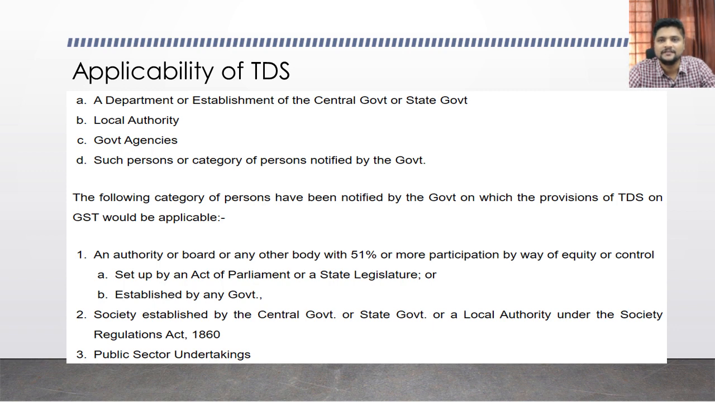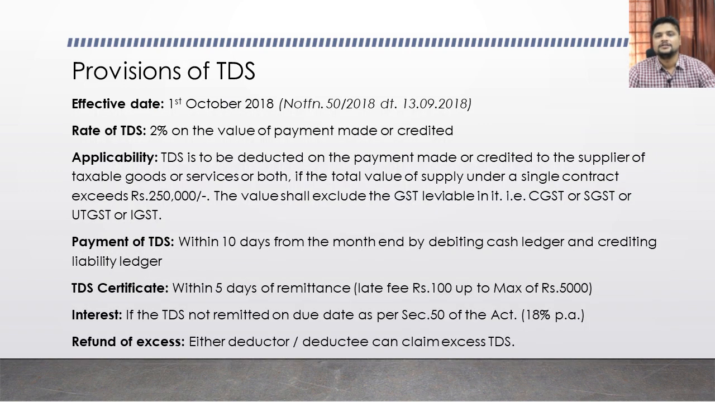We have just now discussed to whom this TDS provision shall apply. That is what we have discussed now. Next we are going to discuss the various provisions relating to TDS. First one is the effective date from when these provisions are notified. The effective date of applicability of TDS is 1st of October 2018.